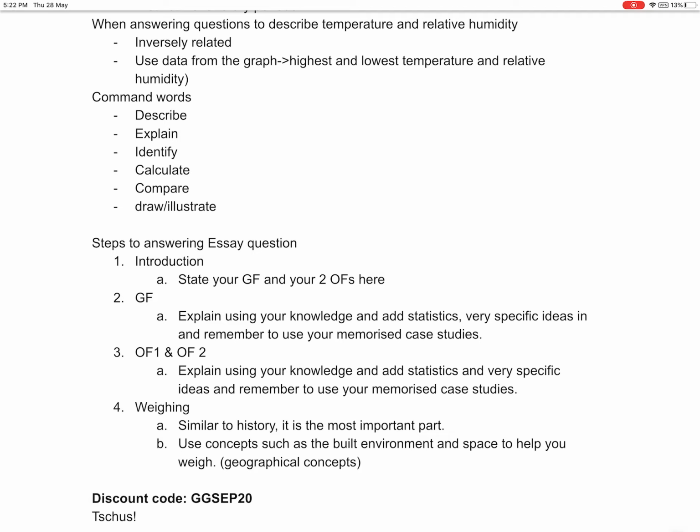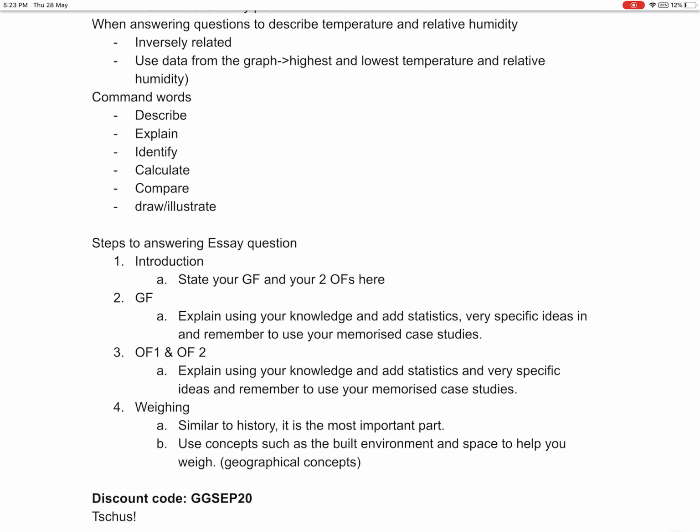So step 2, write your given factor, explain using your knowledge and add the statistics that you should have memorized before the exam. Very, very specific ideas that you have to include. For example, case studies of Brazil: how many tons of wood have they cut down, how many percent of the rainforest have they cut down, and what's the demand for beef for cattle ranching in this case. And remember to use your memorized case studies, don't let them go to waste.